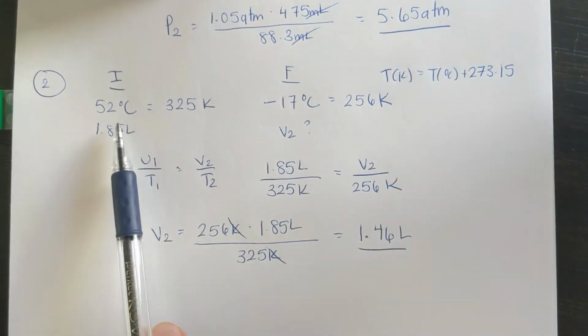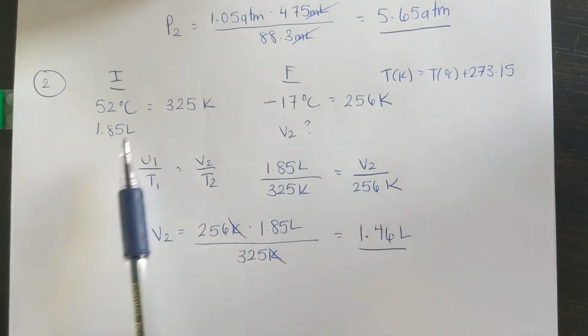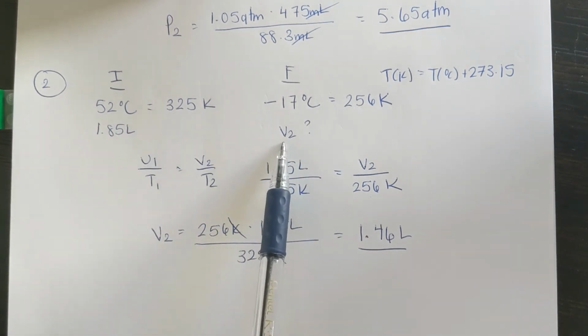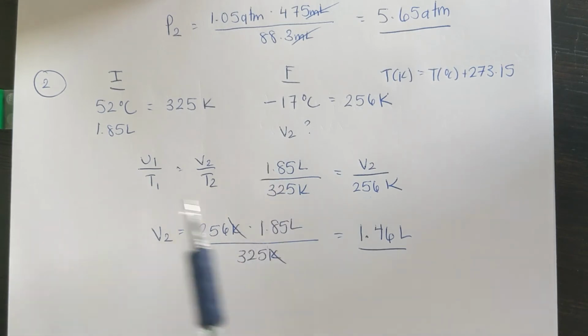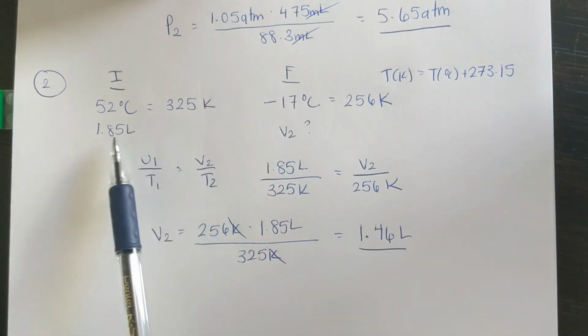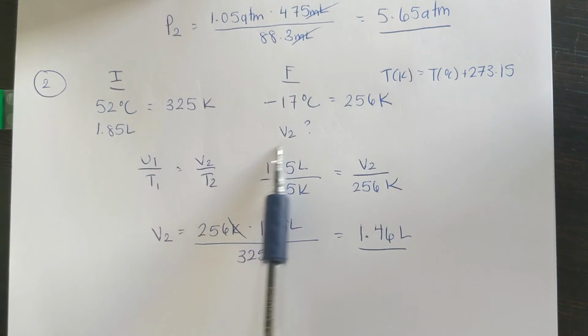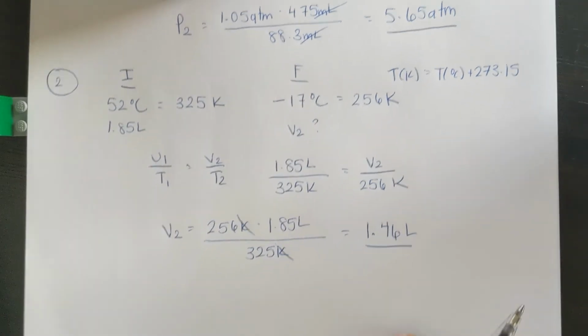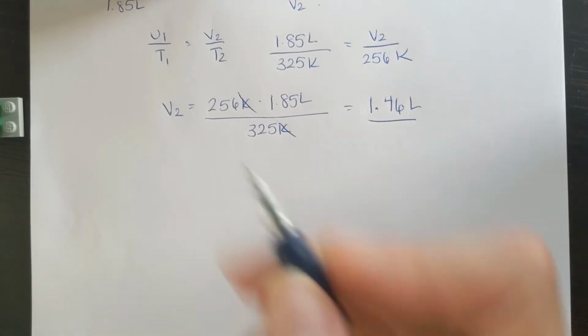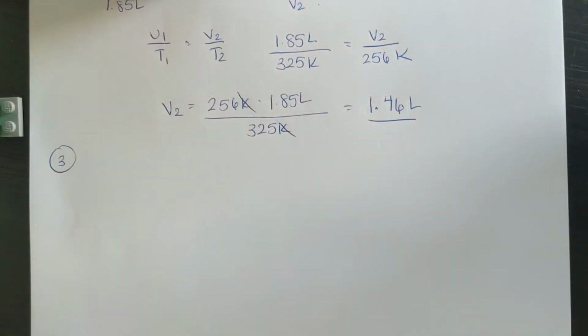So in this case, we decreased the temperature and our volume of gas decreased. This is consistent with Charles' law, where we know they are directly proportional, and a decrease in one will result in the decrease of the other. So 1.46 liters. Okay, our next one, number 3.